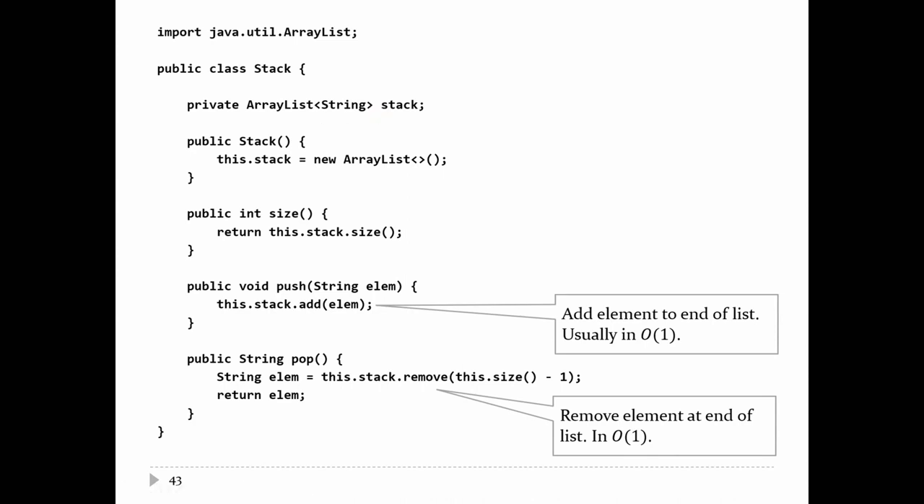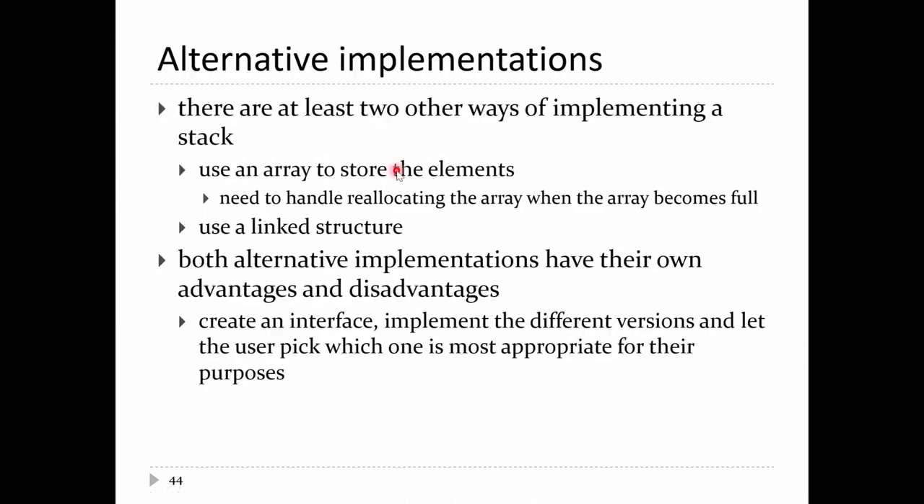So I can use a plain array of string. Now, if I use an array of string, I don't have access to that add method. So if I add to a full array, I need some way to make a new array and copy the elements into the new array. So we have to handle the reallocation of the array when it becomes full ourselves. Or you can use what's called a linked structure, and we'll see this in a couple of lectures as well. So you've got at least three different implementations of a stack.